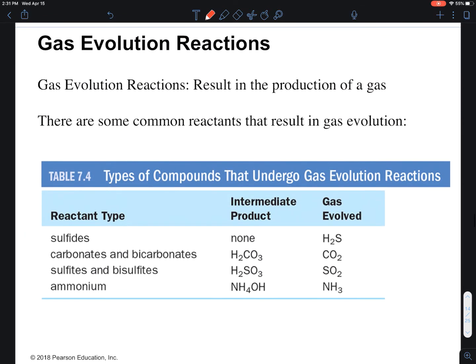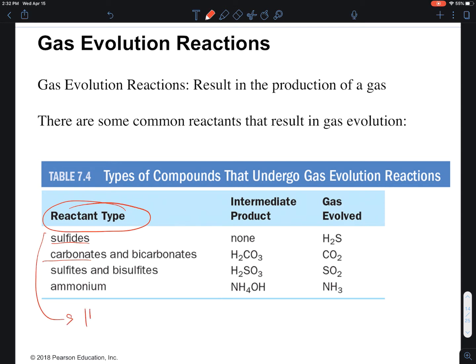All right, lastly, let's talk about gas evolution reactions, and then I'm going to go through some examples. So gas evolution reactions are just going to be anything that produces a gas. They're important to know because if you make a gas, you're making a molecular compound, and you have a reaction that occurs. So if in experiment 7, table 2, you predict a gas forms, it's going to be important to indicate that. Some common starting materials that will form gases include sulfides, carbonates and bicarbonates, sulfites and bisulfites, and ammonium.